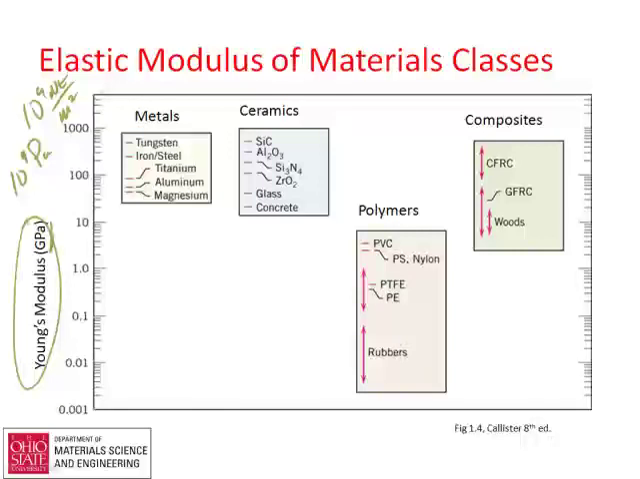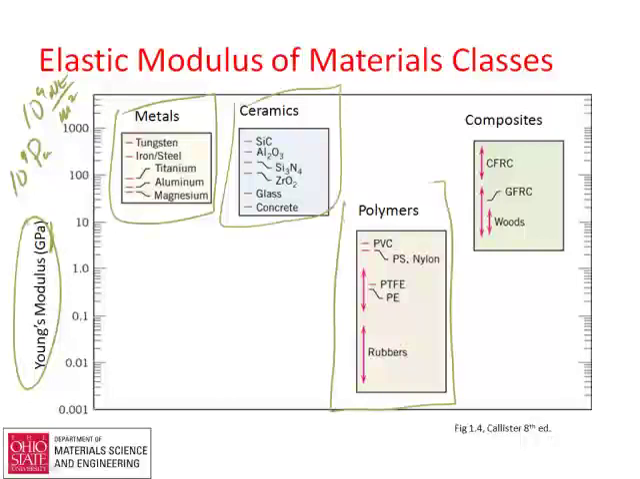We see metals are up here, fairly stiff. Ceramics, similarly stiff. Polymers are much less stiff. You will see that when you do elastomers or even nylon. You can see this very clearly in the experiments. And then composites are generally up here, much stiffer than the polymers.